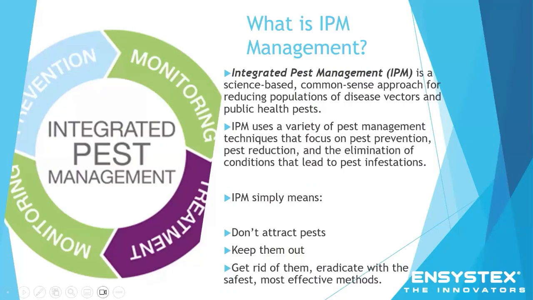Okay, so what is IPM? Integrated pest management is a science-based, common-sense approach for reducing populations of disease vectors and public health pests. IPM uses a variety of pest management techniques that focus on pest prevention, pest reduction, and the elimination of the conditions that lead to pest infestations. So basically, IPM means don't attract pests, keep them out, get rid of them in the safest, most effective methods. As you can see there, it speaks about the safest methods.